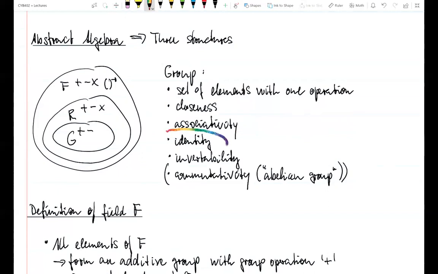So identity means that there is an element which is the identity element.